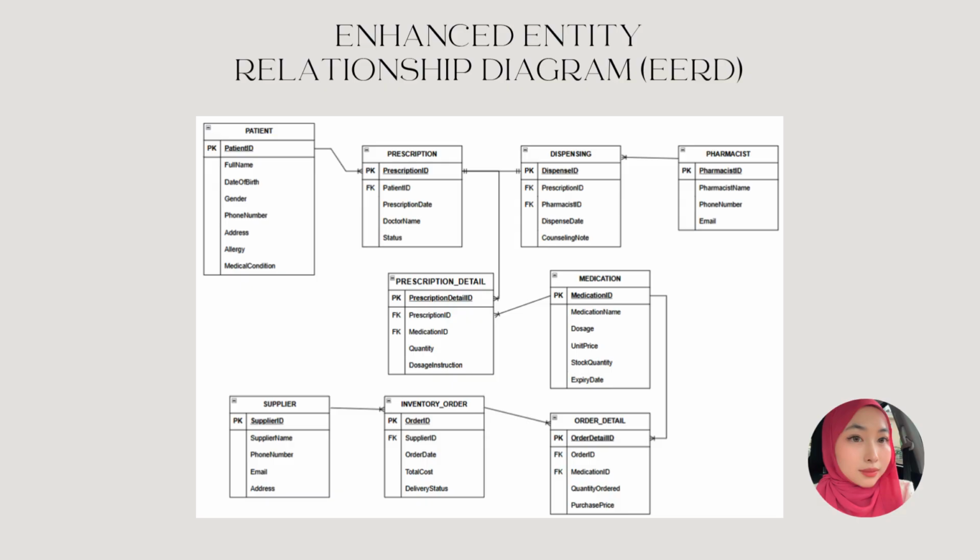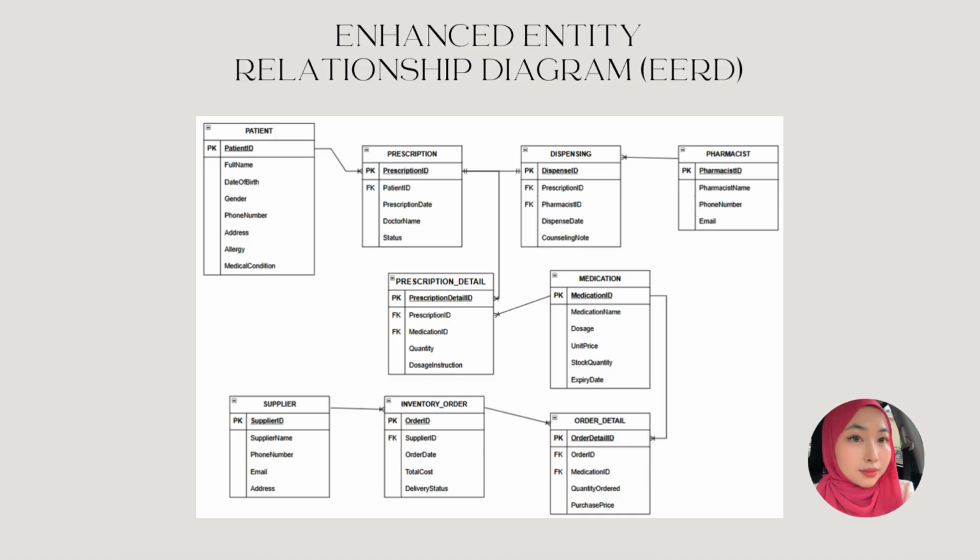In the Pua Khe system, we have designed 8 main entities which are divided into 3 important modules. The first one is the patient and prescription module. Patient profile and allergy record are stored in the patient entity. This entity has a one-to-many relationship with the prescription, as a patient can receive many prescriptions through their treatment.